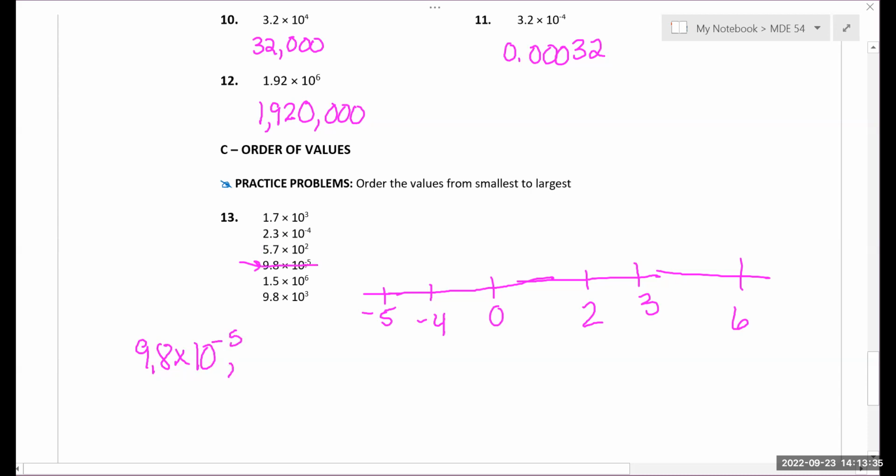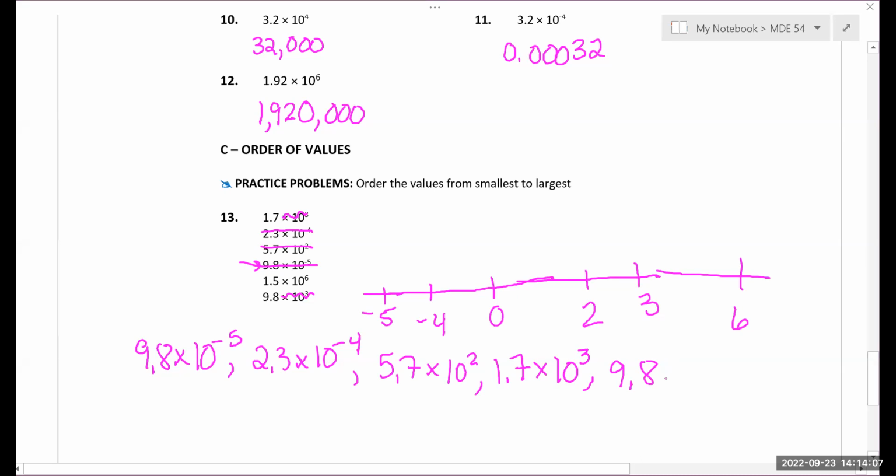All right, so that guy's gone. Then I'm going to look for any 4s. This 2.3 times 10 to the -4. Okay, what else? Next it goes 2, 3, 6. So I'm going to do my 2. And then these are equal. So if these are equal, get rid of that power and look at the numbers. 1.7 is smaller than 9.8. And then we finally finish with the 6.